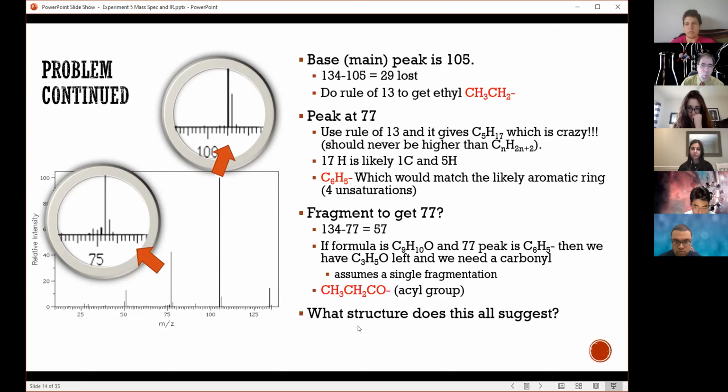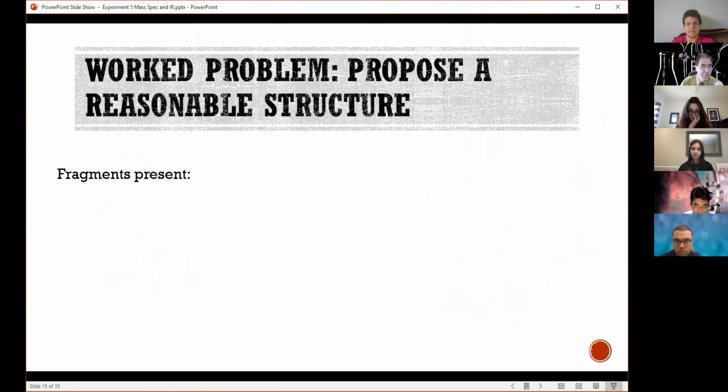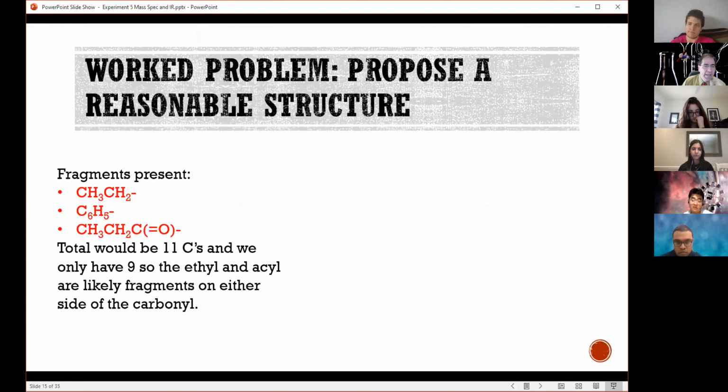And then what does that mean? If you look at the things in red, I've determined that when my molecule breaks apart, I get an ethyl group, an aromatic ring with 1 substitution, and an acyl group. Those are my 3 pieces. How does that all come together? To summarize, these are my 3 fragments. If I add all of those pieces together, I would get 11 carbons. Whoops, I only have 9 in my formula. That just means that some of the fragments can end up in 2 different places.